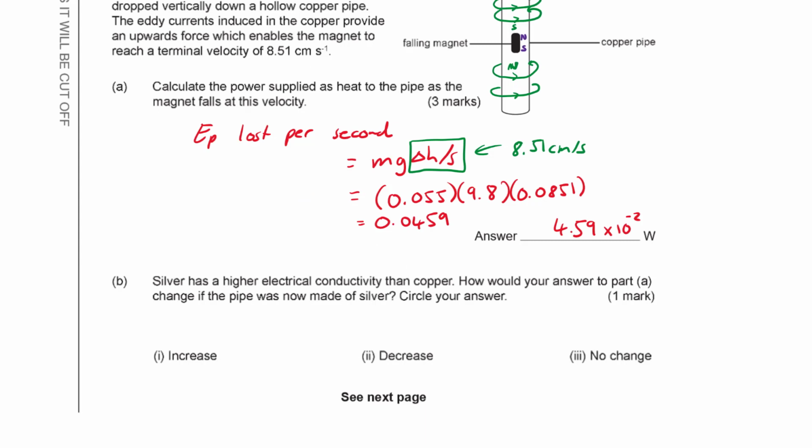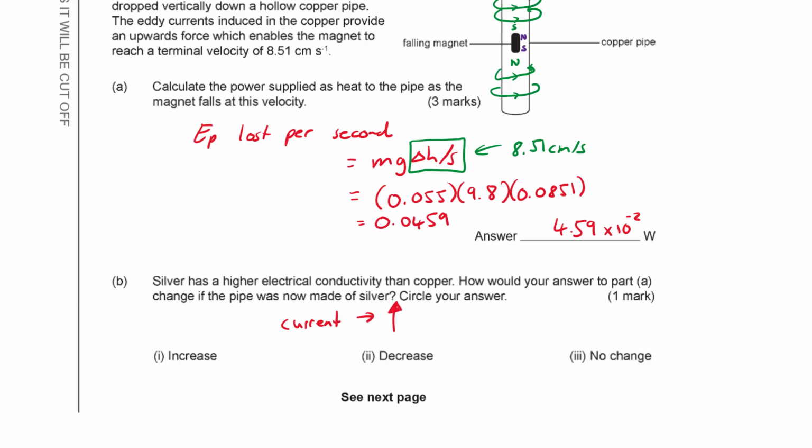So part B is telling us that silver has a higher electrical conductivity than copper. If we refer back to this diagram, remember eddy currents are being induced here, which create the magnetic fields that are going to start opposing the motion, or slow the magnet down. So if you increase the conductivity of the material that the eddy currents are forming in, then you're going to be increasing the current. So the eddy current will increase, right?